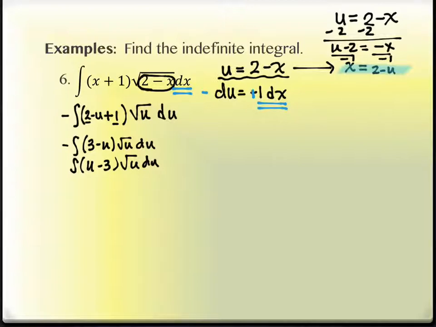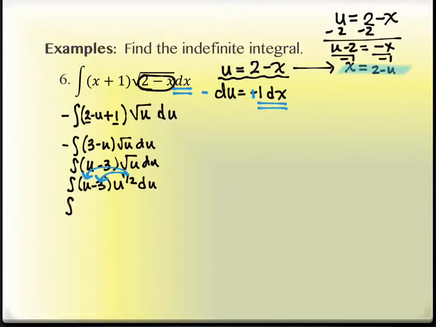The reason that this is preferable is because what's underneath the radical does not involve addition and subtraction. That's really why. What's underneath the radical is simply one quantity, u. So here's why that's useful. I can write it as u to the 1/2, and I can distribute it across the parentheses for u and the negative 3.